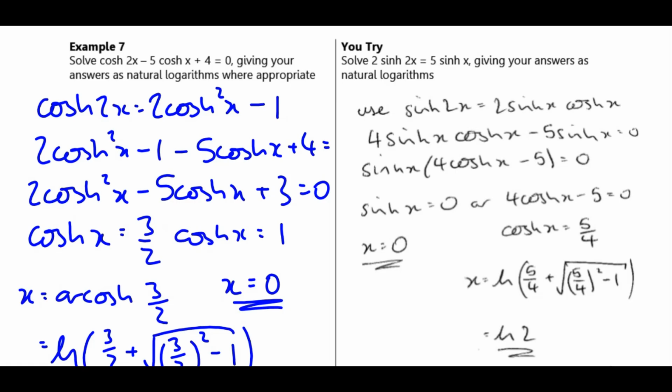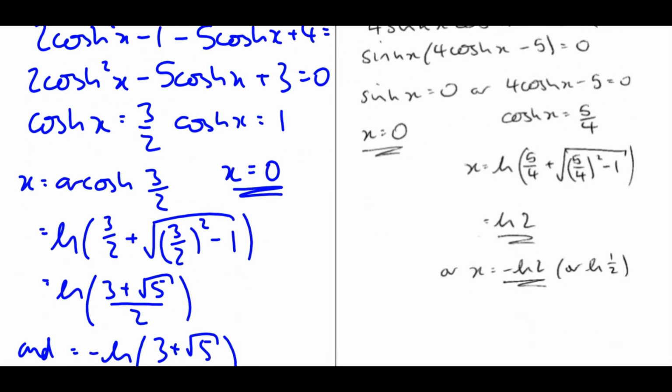This one, there's only one double angle formula for sinh that you can use. This gives you an equation which you can factorize out the sinh x and get sinh x equals 0, which has one solution, x equals 0. Or you can get a solution for cosh, which is cosh x equals 5/4. If you put that into the formula, it turns out you get ln 2. Don't forget, you can also have minus ln 2 for this one because of the symmetry of cosh.